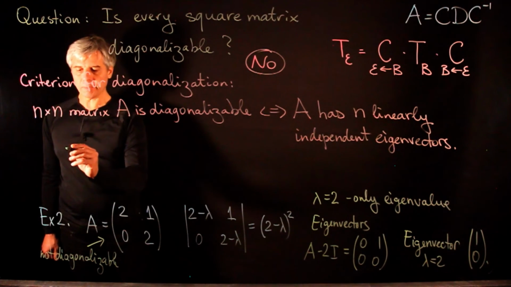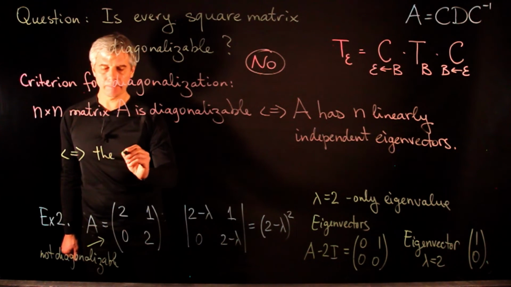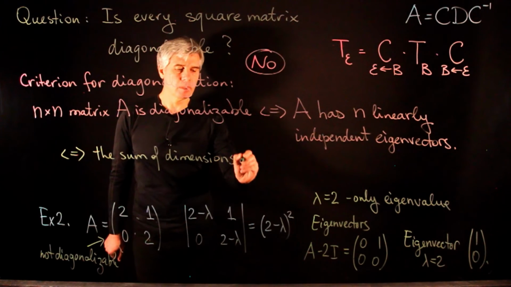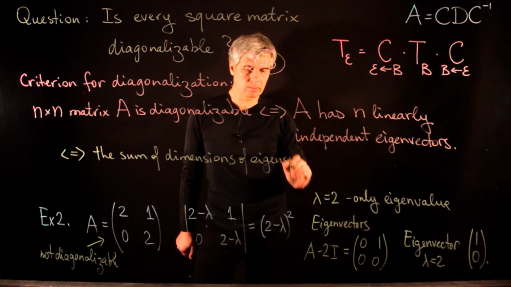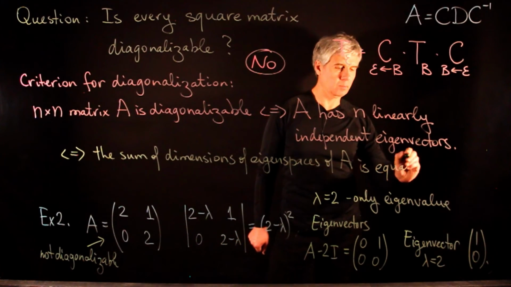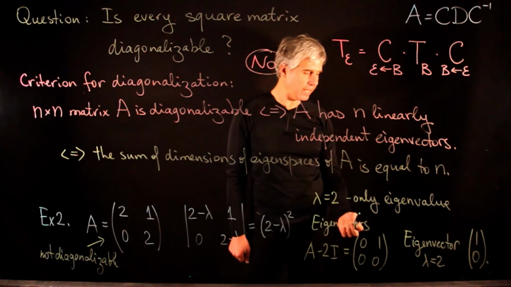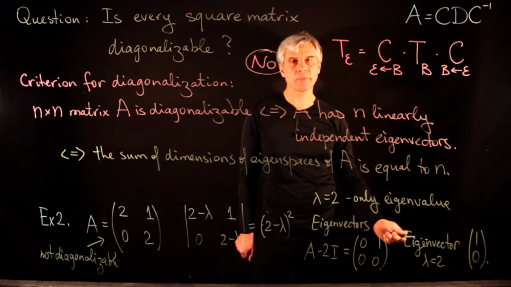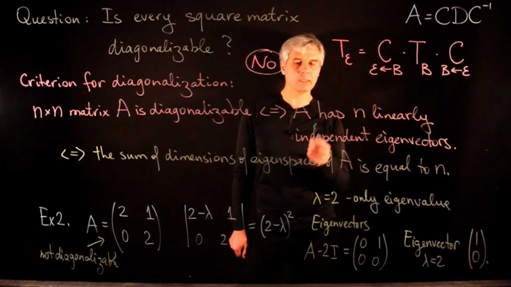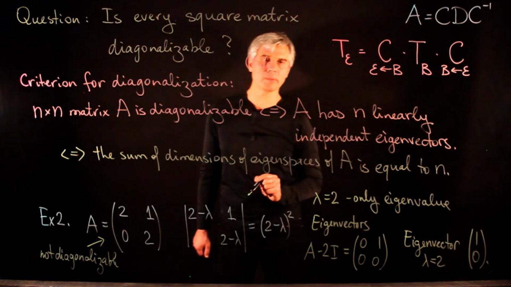Later, we're going to prove a theorem that says that this is also equivalent to the following statement: that the sum of dimensions of eigenspaces of A is equal to n. So in particular, in this example, we have one eigenspace of dimension 1. So the sum of dimensions of eigenspaces is not equal to 2, the size of this matrix. And because of that, we don't have two linearly independent eigenvectors, and so this matrix is not diagonalizable.